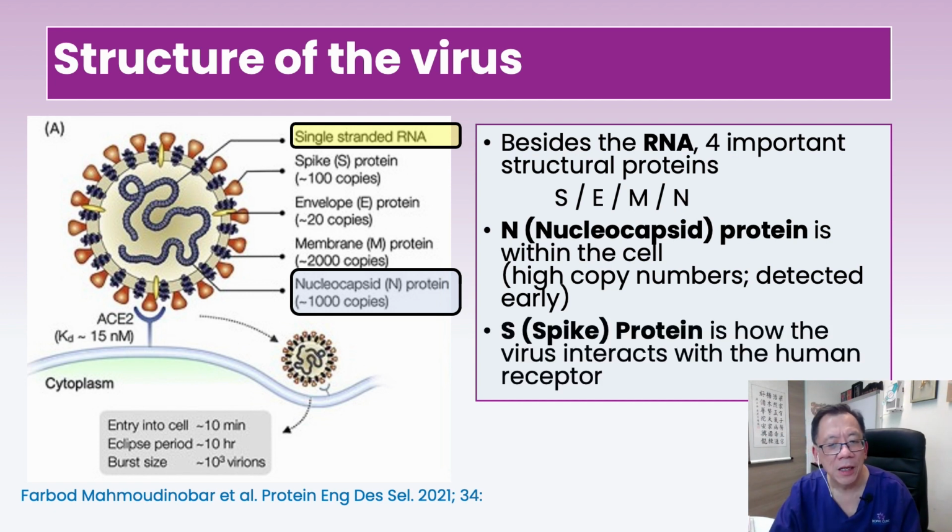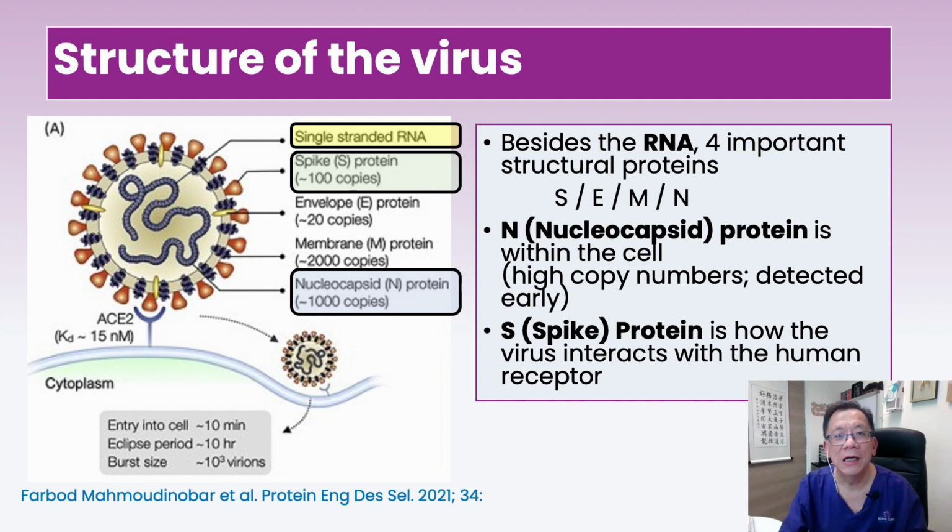done. Now, besides the nucleocapsid protein, we have the spike protein. The spike protein exists on the outside, and if you look at it on the electron microscope, it does look as if the virus has a crown. Hence the name coronavirus, the virus with a crown.